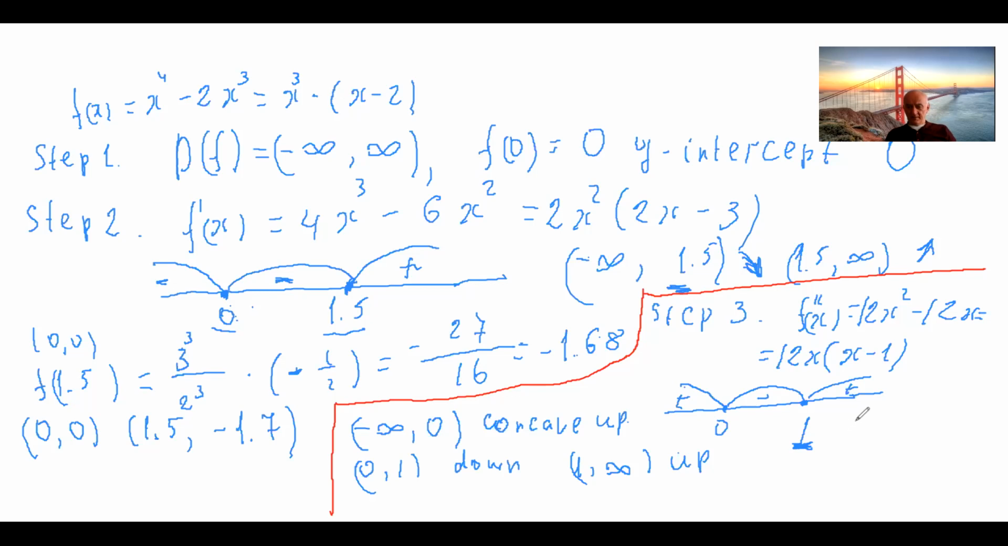So f(1) is going to be negative 1. So this point, 1, minus 1, and point 0, 0, they are inflection points, because the second derivative at these points changes sign. Please make sure that everything is clear.